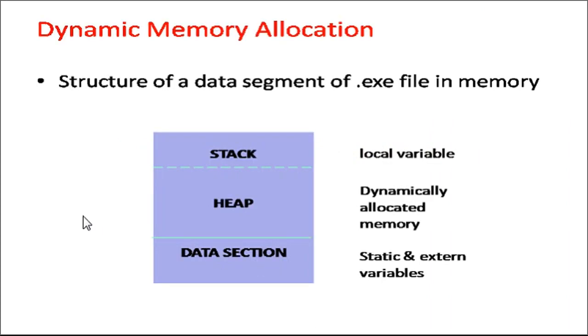Before we go to the facility provided in C++ for dynamic memory allocation, we need to understand the structure of the .exe file in memory. Whenever we save the program, it is divided into two sections: a data section and a code section. The data segment is further divided into three subparts: stack, heap, and data section.